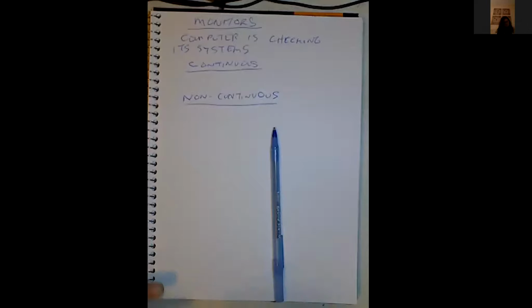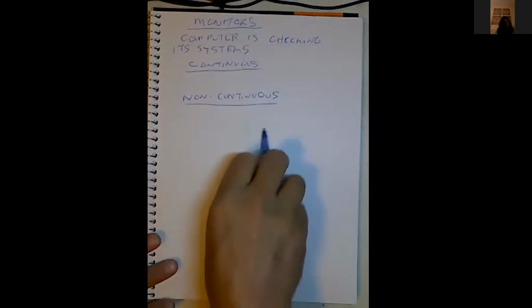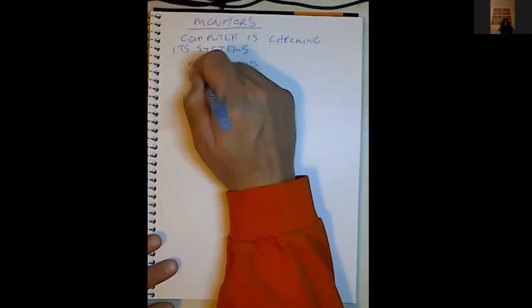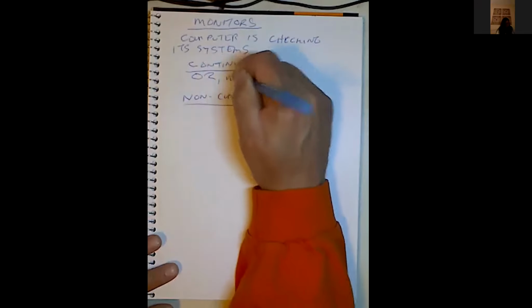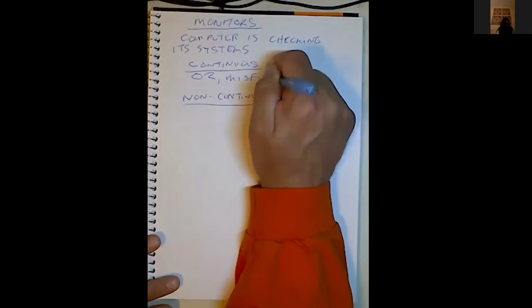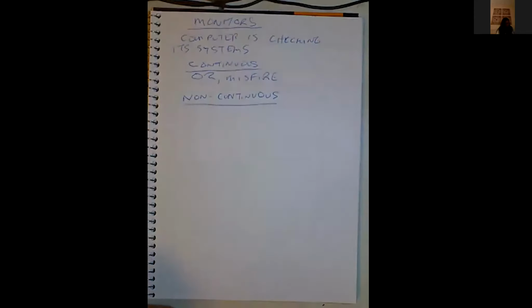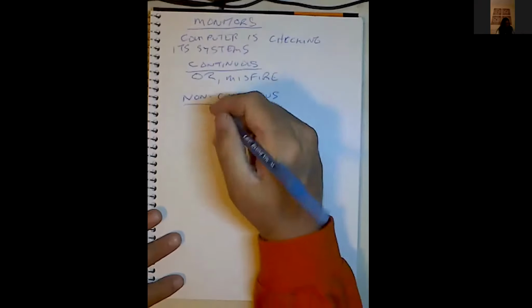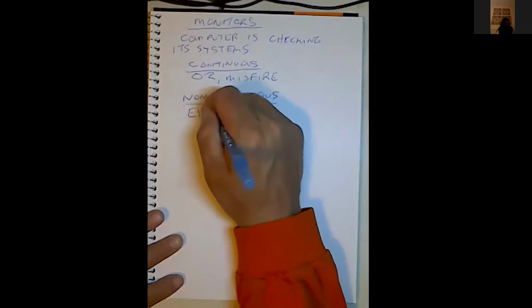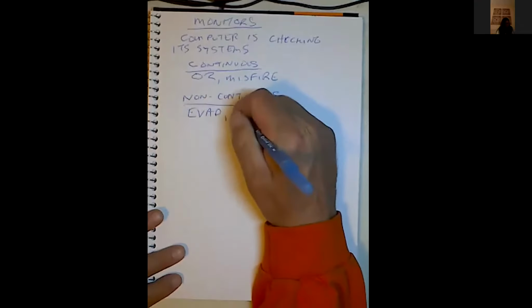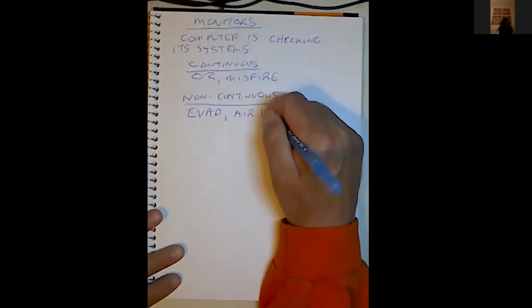So the continuous monitors are only monitors that are really, really important, like oxygen and misfire. Stuff that we need to be checking all the time. That's why it's a continuous monitor. No matter what you're doing, it's always going to be checking that. Now, the non-continuous monitors are going to be like EVAP, air injection.